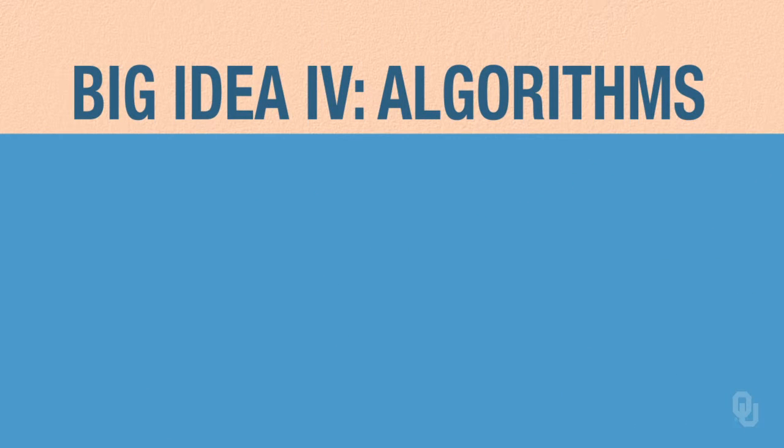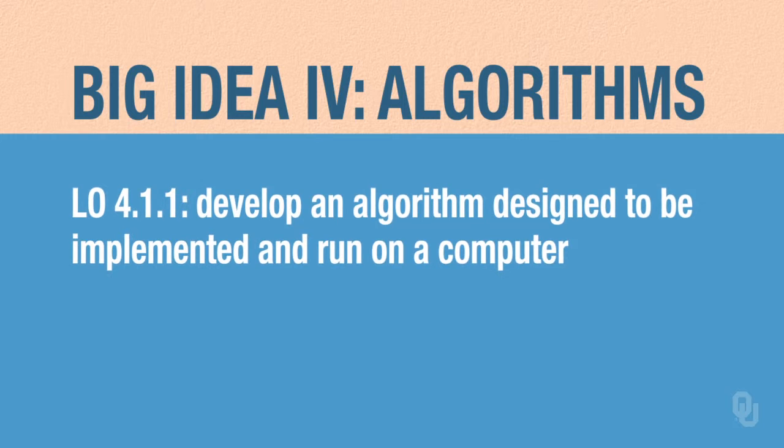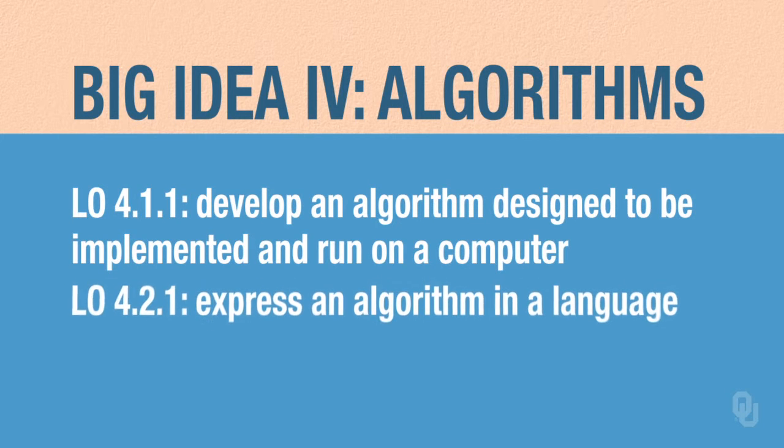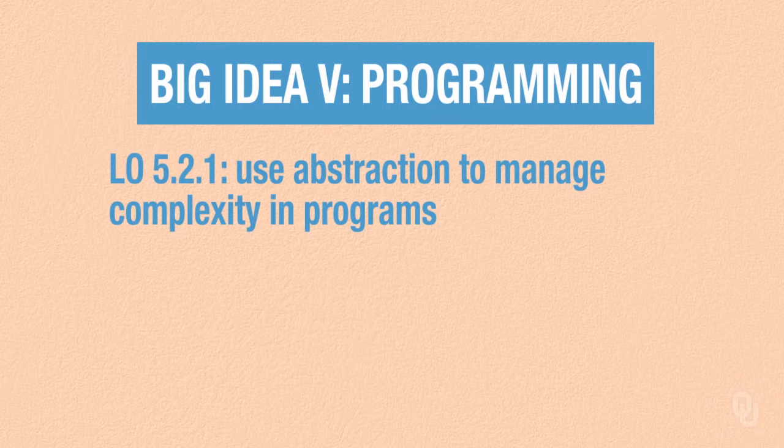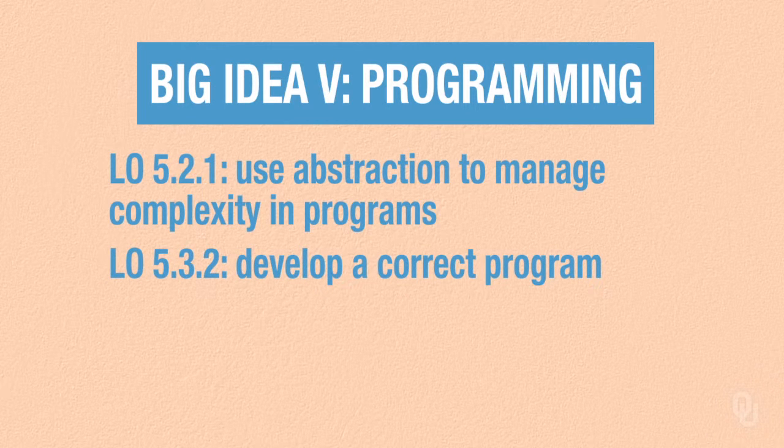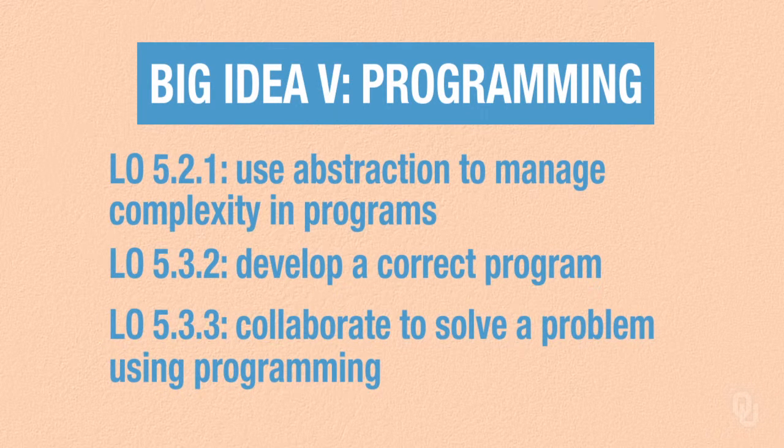We'll be looking at algorithms. An algorithm is a way of expressing a program, and by the end of the semester you'll be developing algorithms designed to be implemented and run on a computer, and you'll be able to express those algorithms in a language, specifically Snap. And then you'll be programming. You'll be using abstraction in your program to manage your complexity. You'll be developing correct programs, and you'll be collaborating to solve problems using programming.